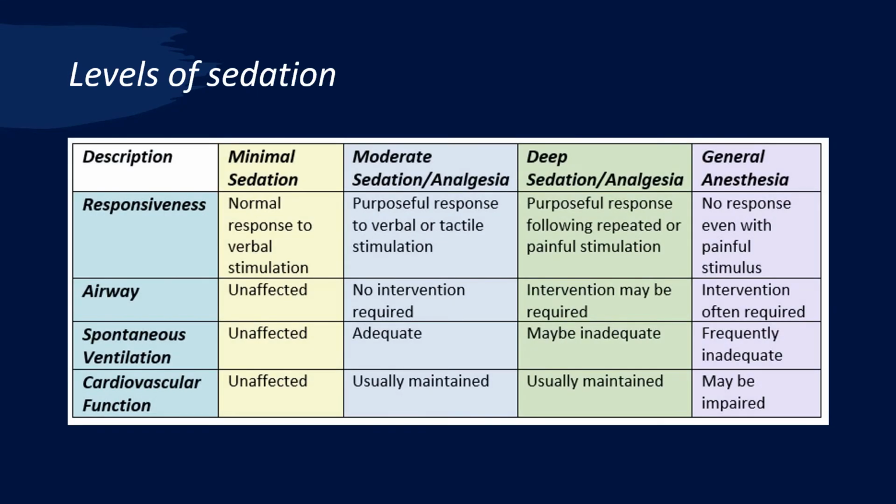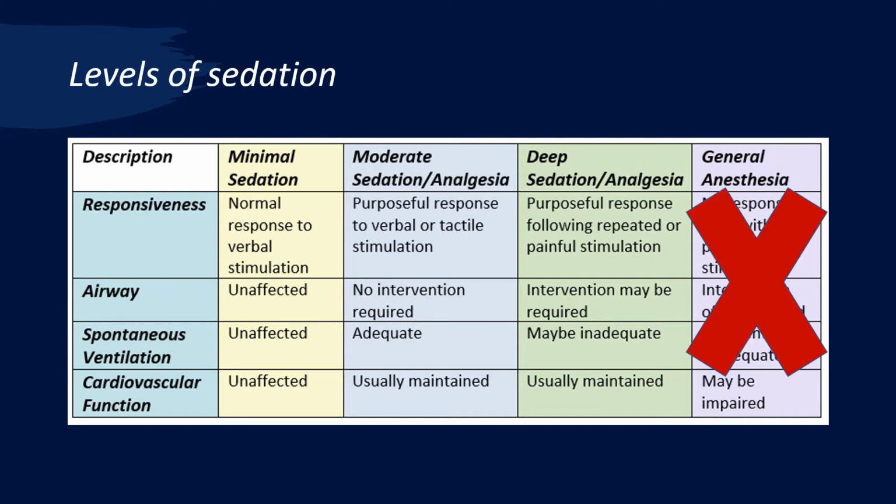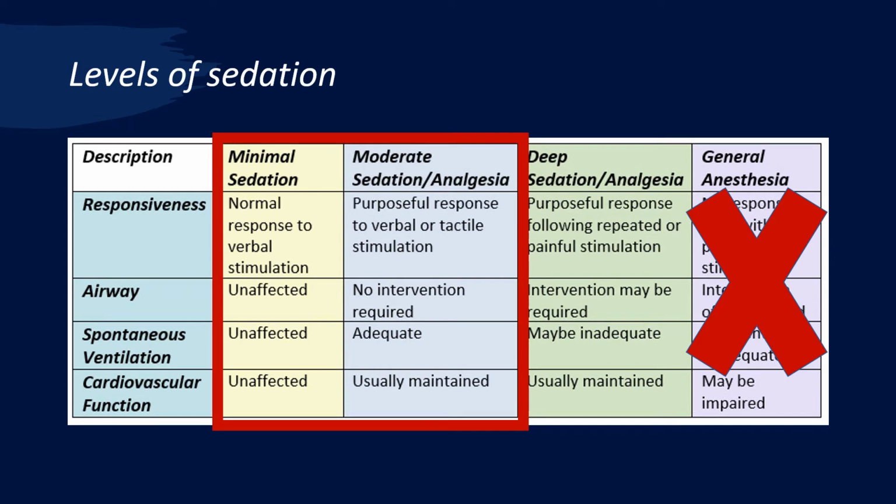It is important to know the different levels of sedation that a patient may be subjected to. The levels of sedation are described under four main domains, namely responsiveness, airway, spontaneous ventilation, and cardiovascular function. On the far right is general anesthesia, which is beyond the scope of this lecture. This lecture focuses mainly on the first two columns, namely minimal and moderate sedation.